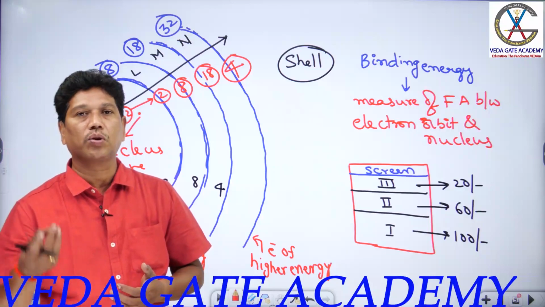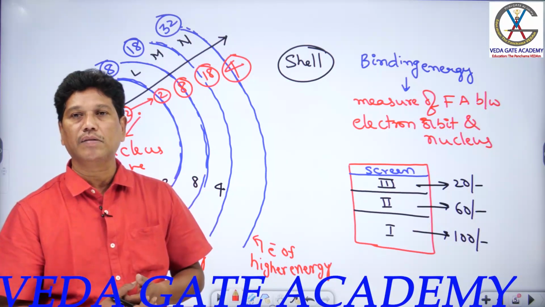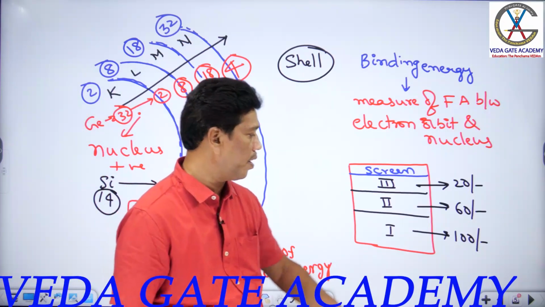So conductors use metallic bond, insulators use ionic bond, and semiconductors use what? Covalent bond. Check out now, what are the things I told?